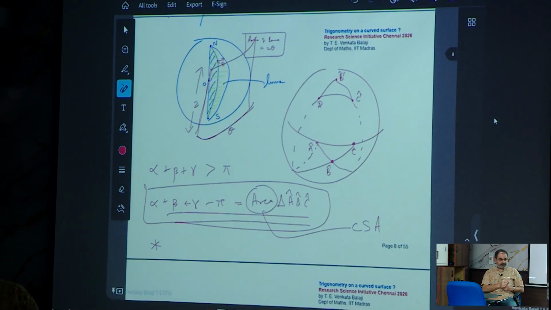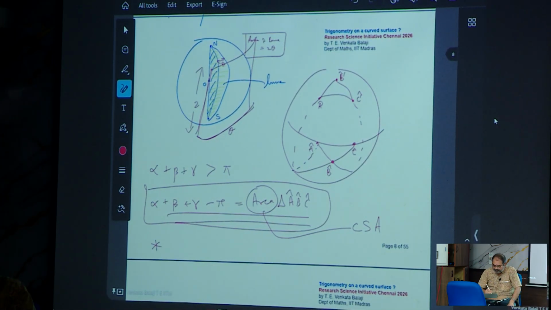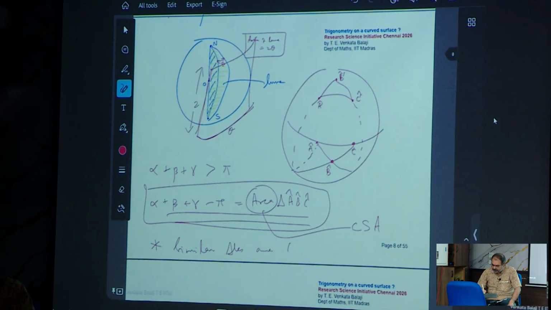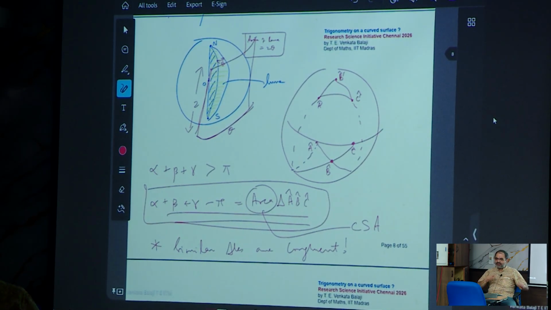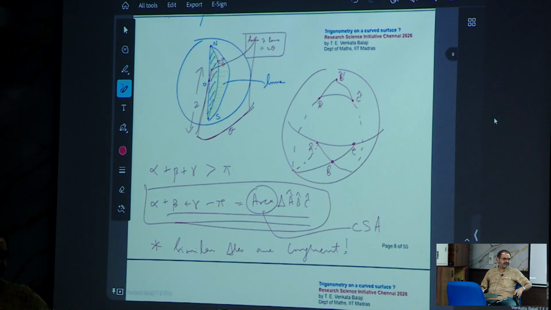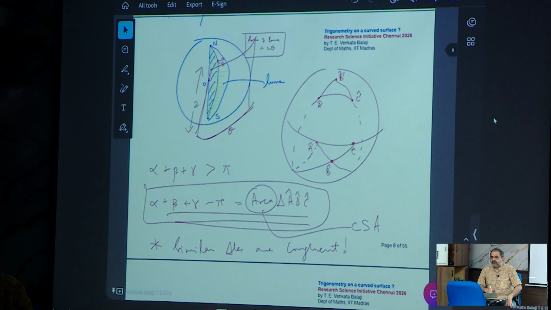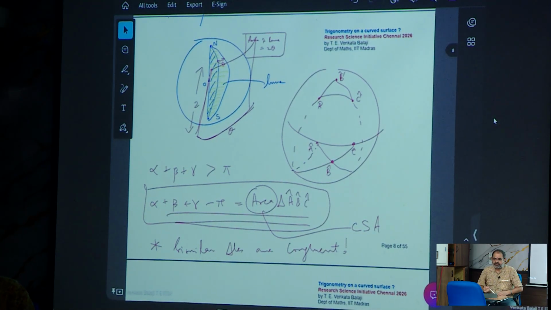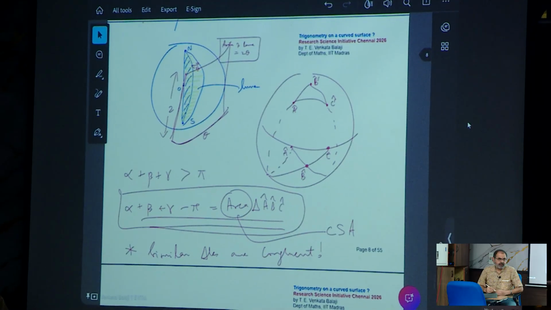Here's another interesting thing. In spherical trigonometry, similarity is the same as congruence. This is another great surprise. There is no difference between similarity and congruence. You get these two amazing results. If anybody has any quick questions, I can take a couple of them. Otherwise, we can call it a day.